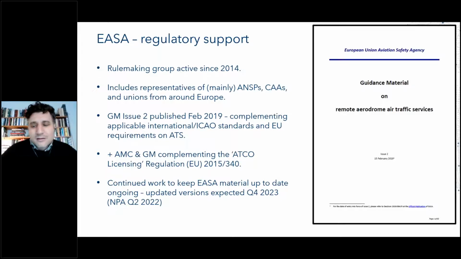The current material that EASA published is guidance material issue 2, which you can see on the right side of the slide again, was published at the beginning of 2019, which is, you could say, complementing the applicable regulations and international standards on aerodrome ATS in the remote context. There is also a set of acceptable means of compliance and guidance material complementing the so-called ATCO licensing regulation. The work continues.